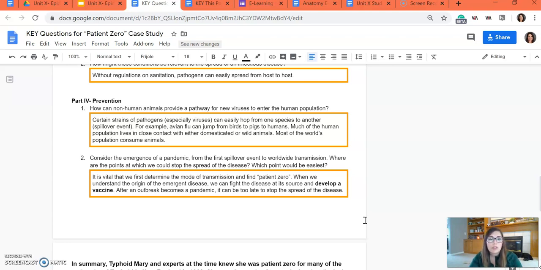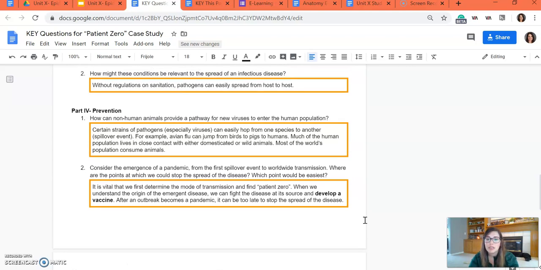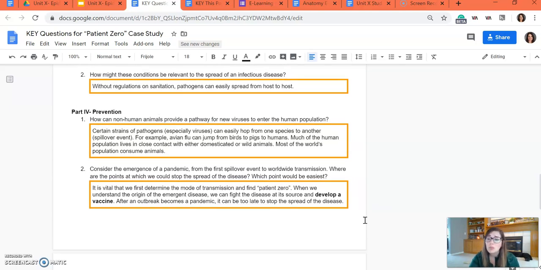Much of the human population lives in close contact with either domesticated animals or wild animals, including your pets. Most of the world's populations also consume animals. So some of these viruses and lots of pathogens can be transmitted through the consumption of meat. Consider the emergence of a pandemic from the spillover event to the worldwide transmission. Where are points at which we could stop the spread of the disease, and at which point would be the easiest?